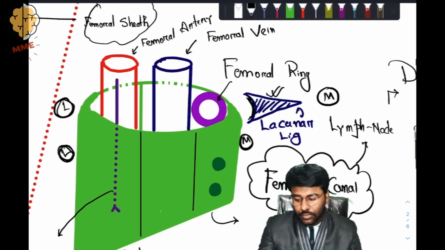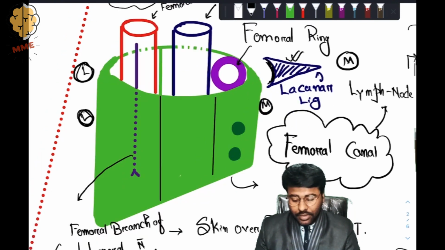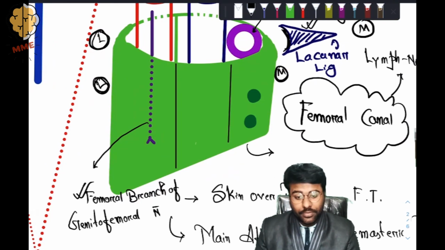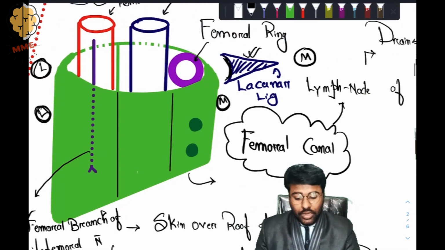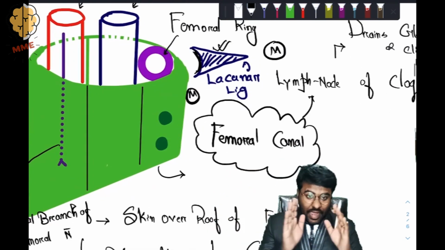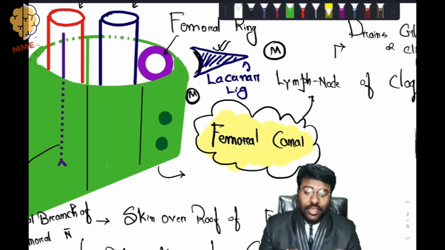Now coming to the arterial compartment. In the arterial compartment, there is a branch called the femoral branch of the genitofemoral nerve. This nerve follows the femoral artery. Now coming to this part, this is the femoral ring, and the medial compartment is called the femoral canal. So in the femoral sheath, the medial compartment, where the femoral ring is present, we can call the femoral canal.